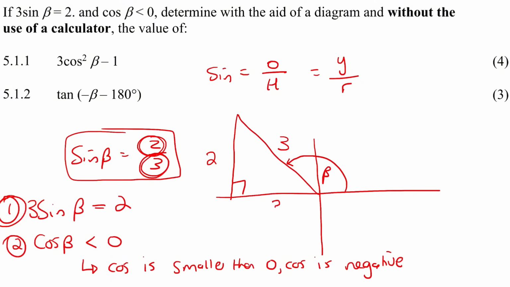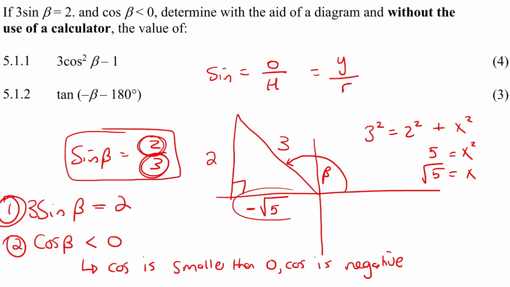Okay, now to find this side, you're going to use Pythagoras. So you're going to say 3 squared equals 2 squared plus, you can call this x. And you're going to end up with 9 take away 4, which is 5. And then if you take the square root, you get square root 5. So we'll put square root 5 there. But then I'm going to put a negative because I know that this is on the negative x-axis.